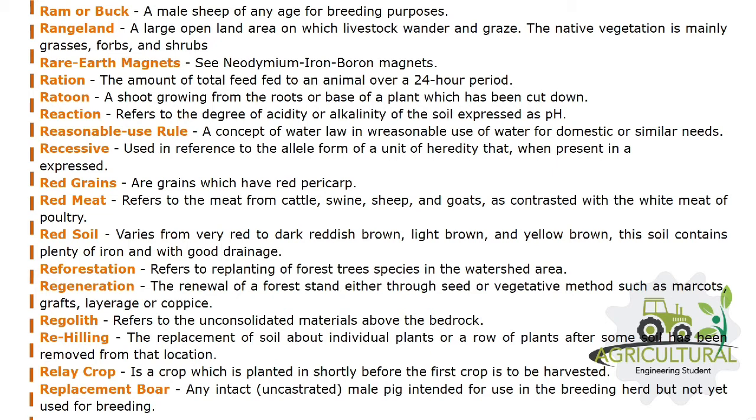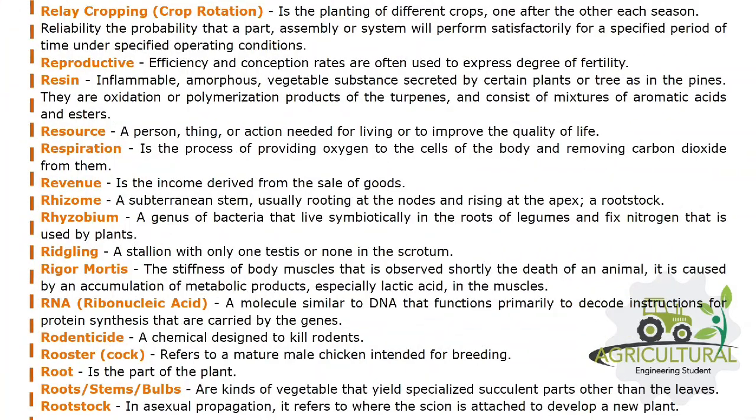Replacement boar, any intact, uncastrated male pig intended for use in the breeding herd but not yet used for breeding. Relay cropping, crop rotation, is the planting of different crops, one after the other each season. Reliability: the probability that a part, assembly or system will perform satisfactorily for a specified period of time under specified operating conditions. Reproductive efficiency and conception rates are often used to express degree of fertility.